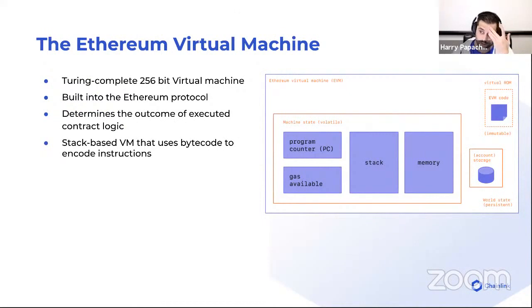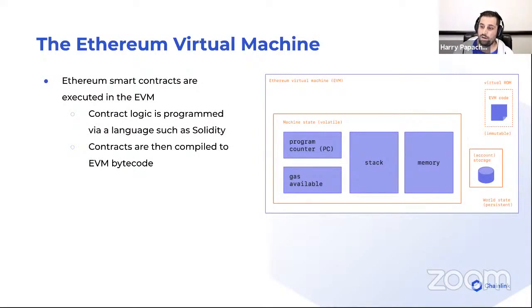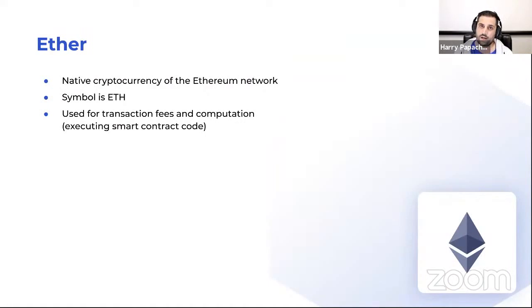So the Ethereum Virtual Machine, let's talk about that. Ethereum is what's called a Turing complete 256-bit virtual machine. Basically it's an application platform, right? All nodes running the Ethereum client have the virtual machine on them, and they can execute smart contract code. Ethereum smart contracts are executed in this virtual machine. We program the logic for these smart contracts via a language such as Solidity, and then these instructions are compiled into what's called EVM bytecode that the EVM can read and process. Ether is the native cryptocurrency of the Ethereum network. The symbol is ETH, and it's used for transaction fees and computation, such as executing smart contract code.